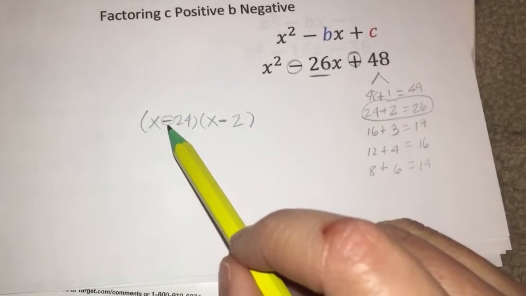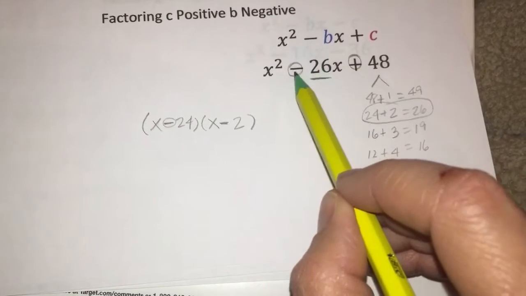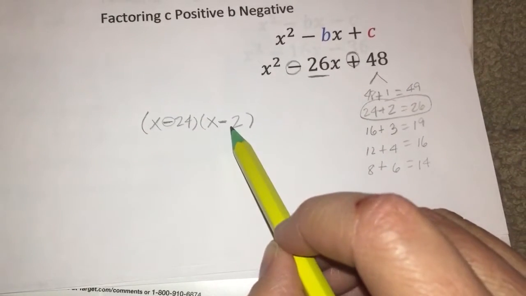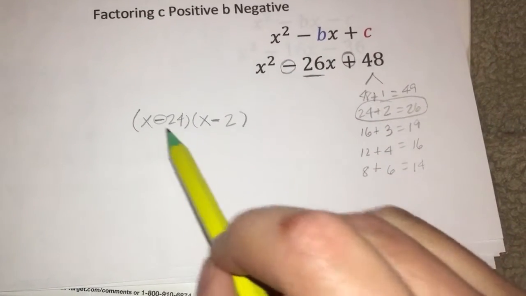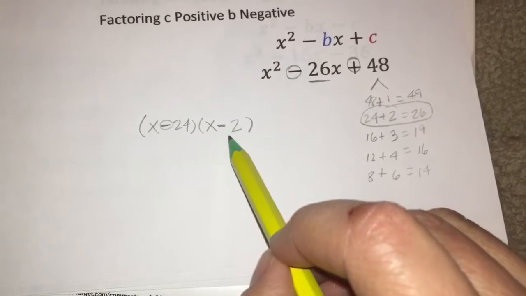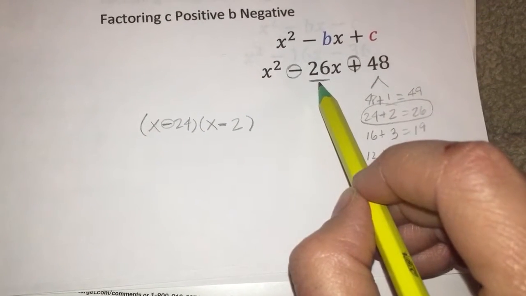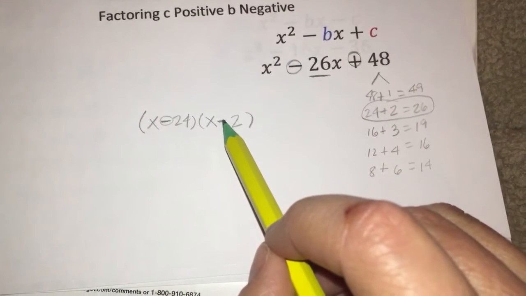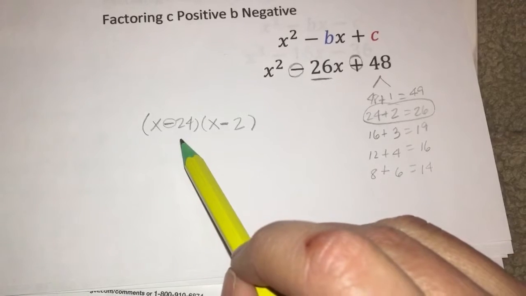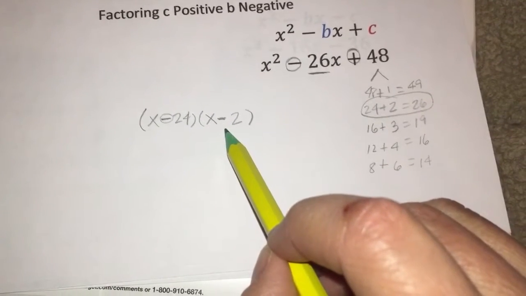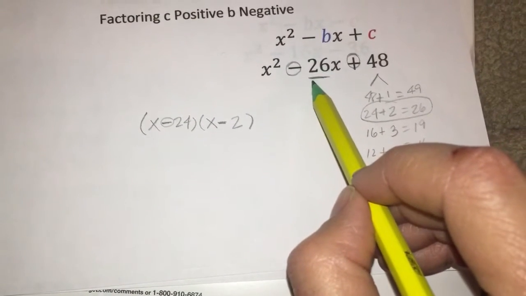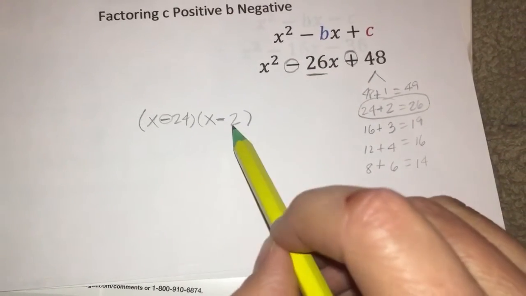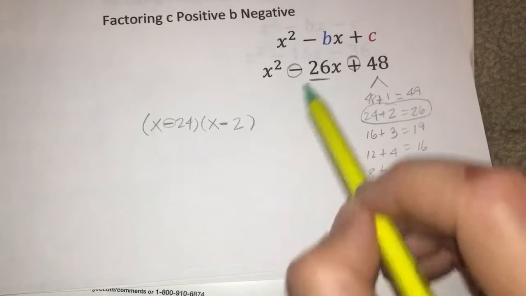The other way to look at it: negative 26 is your B term. So between this value and this value, we must get a negative 26. Negative 24 and negative 2 gives us negative 26. If I were to make this a positive 2, it would not work, because negative 24 plus 2 would give us negative 22, not negative 26. And we have to ensure that these two terms, when added together, give us the B term.